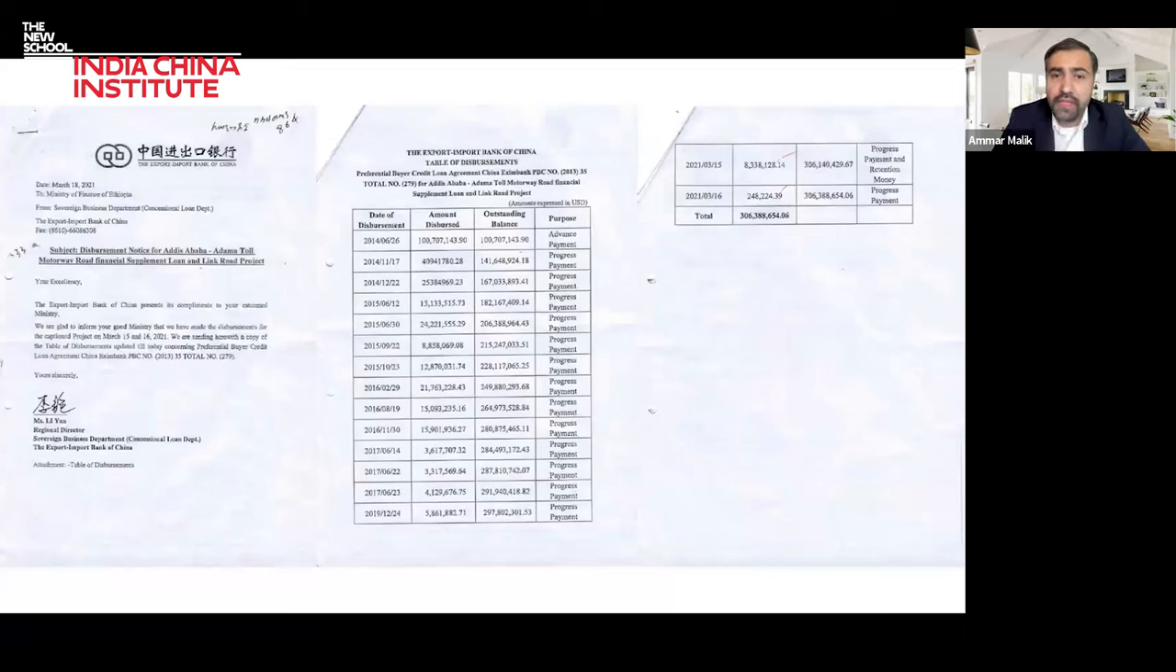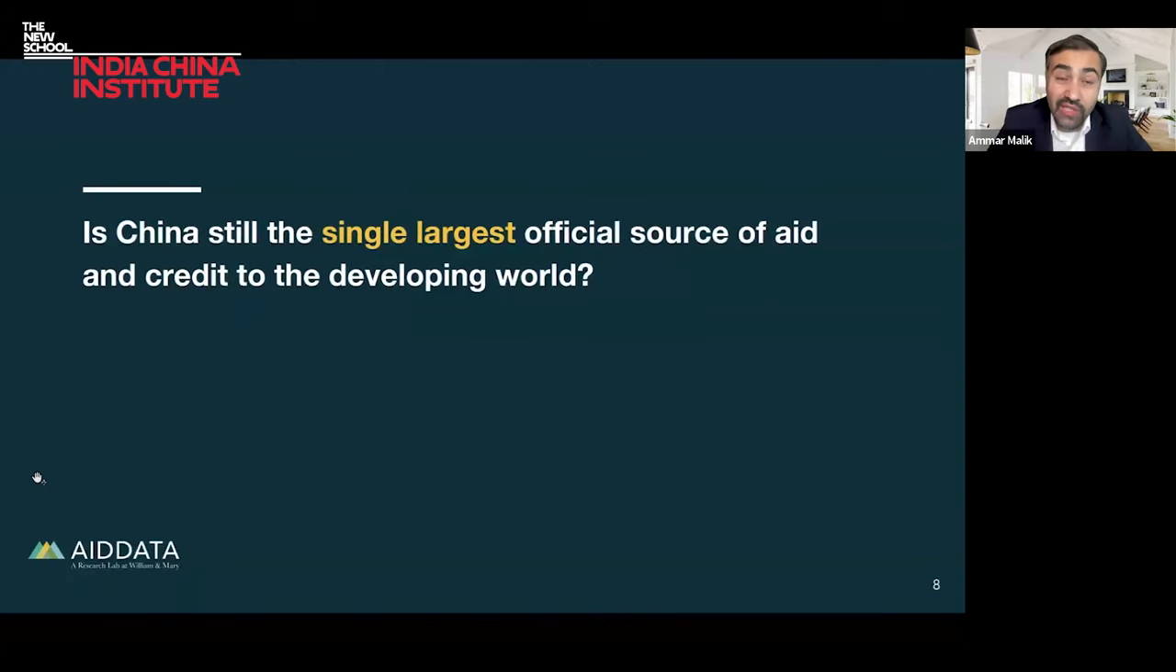This is another example of the kind of detail we have been able to uncover increasingly. This is a letter that was sent to the Ministry of Finance of Ethiopia on a particular loan given by China Exim Bank. In this, you can see the original date of disbursement, the amounts, and the outstanding balance. This is just the table that shows how much the Ethiopians owe to China on this particular road project, the Adama Toll Motorway project. And this is how we are now able to understand the amortization of a particular loan, which makes it very easy for us to understand what's actually going on instead of trying to guess.